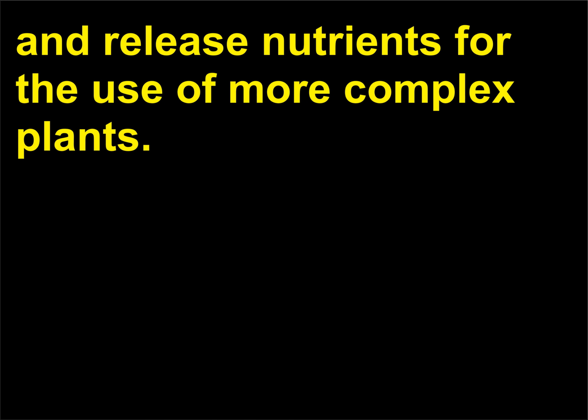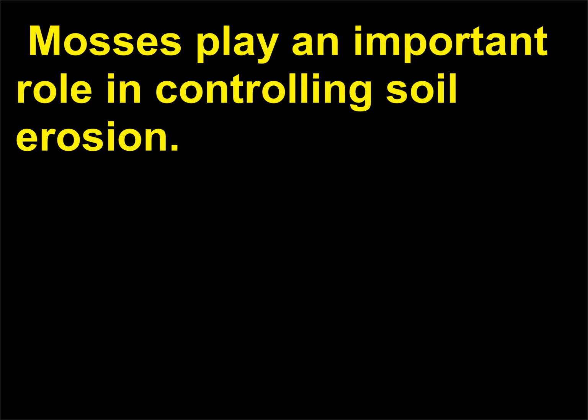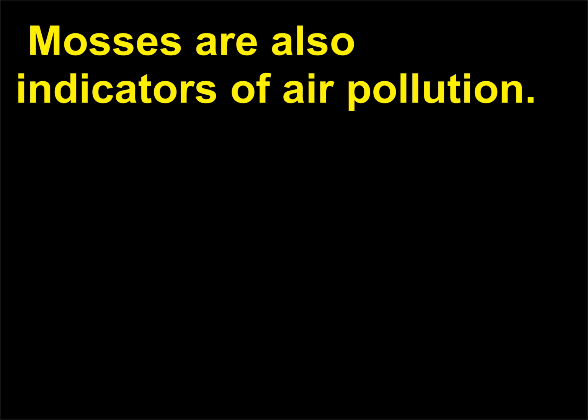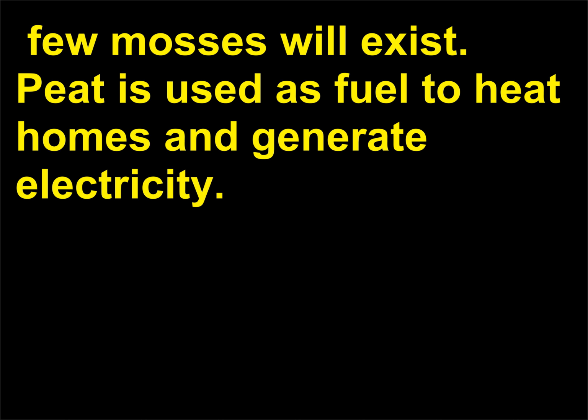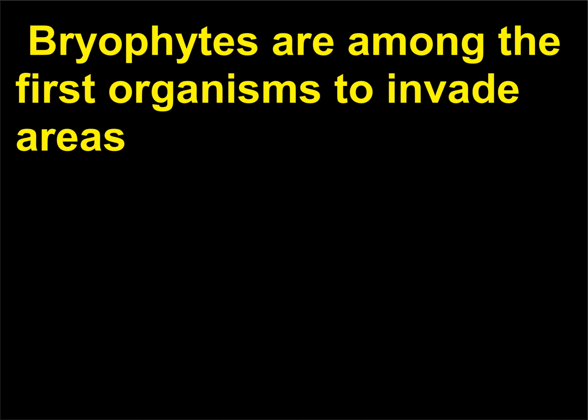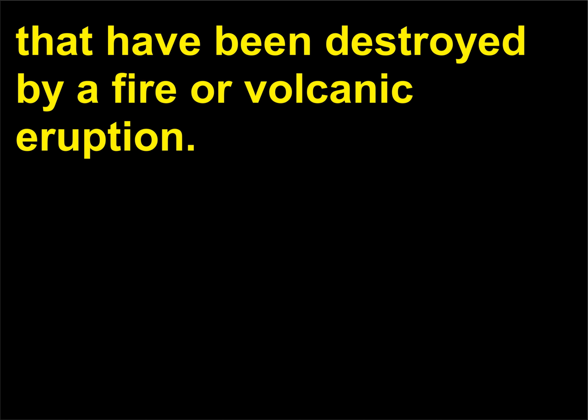Why are mosses important? Some mosses are decomposers that break down the substrata and release nutrients for the use of more complex plants. Mosses play an important role in controlling soil erosion. They perform this function by providing ground cover and absorbing water. Mosses are also indicators of air pollution. Under conditions of poor air quality, few mosses will exist. Peat is used as fuel to heat homes and generate electricity. Bryophytes are among the first organisms to invade areas that have been destroyed by a fire or volcanic eruption.